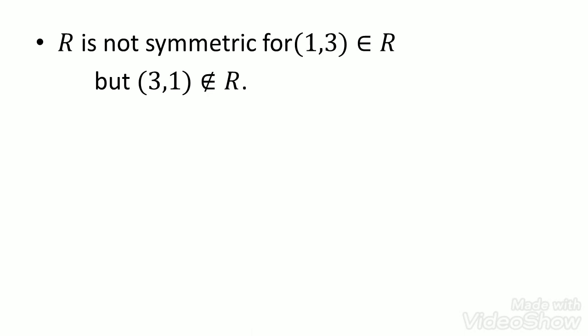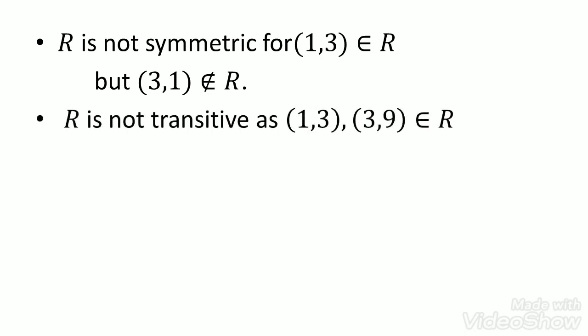Okay. What about the transitivity? To check the transitivity, we always take 2 pairs such that one element is in common. Here 3 is in common in the 2 pairs. In the first pair, 3 is the second element, in the second pair 3 is the first element. So by transitivity, (1, 3) and (3, 9) are there, therefore (1, 9) should be there. But you can see in R there is no (1, 9). Therefore it is not a transitive relation.